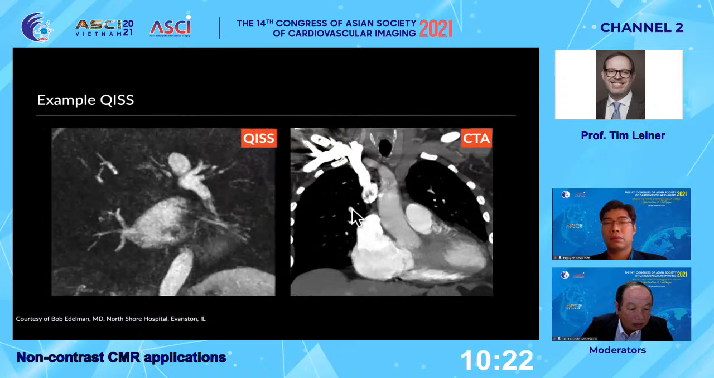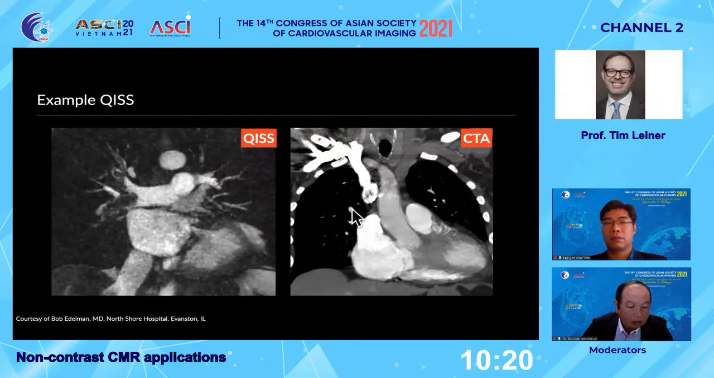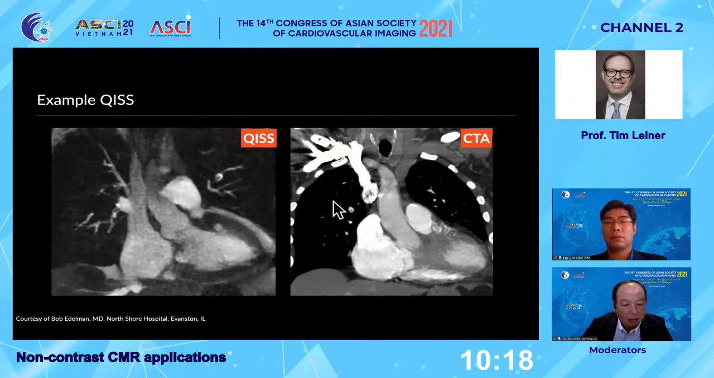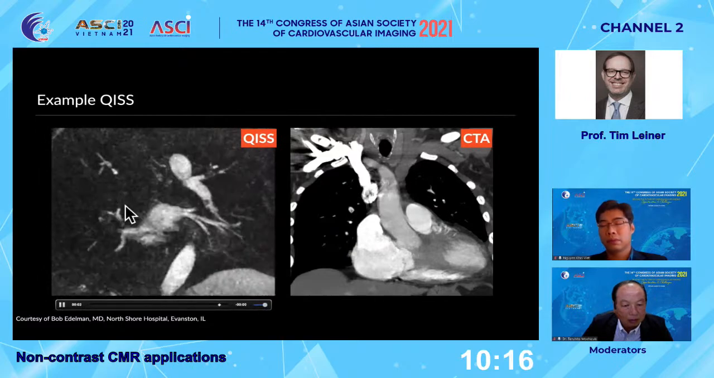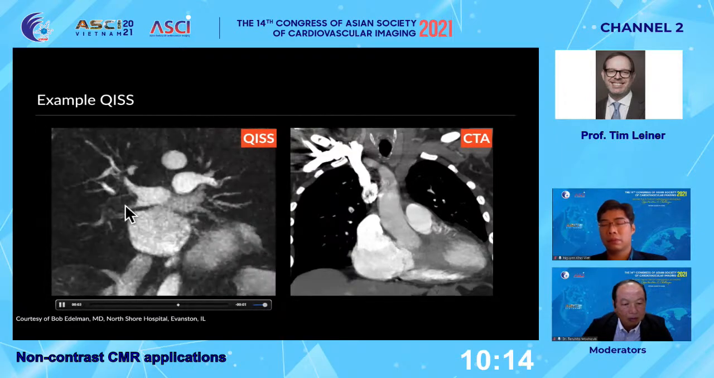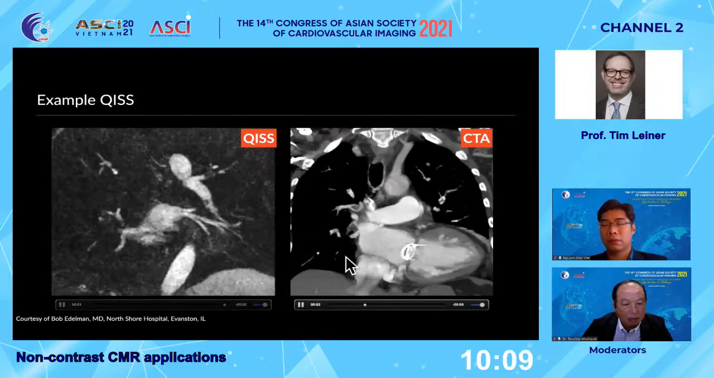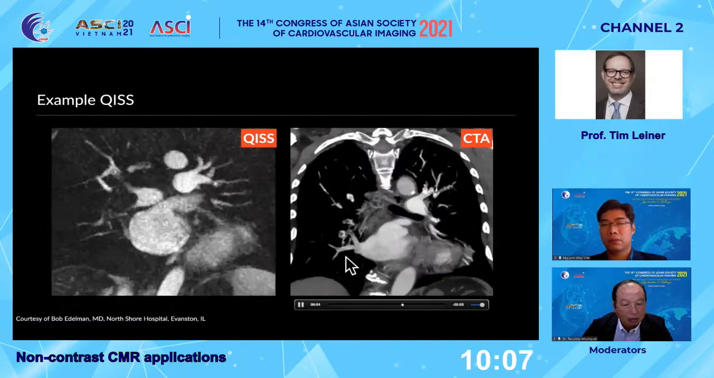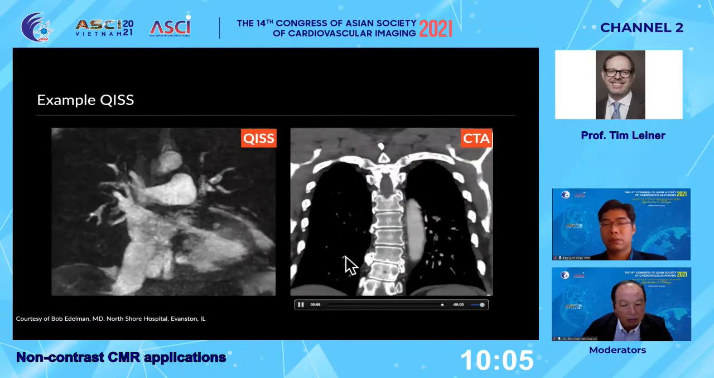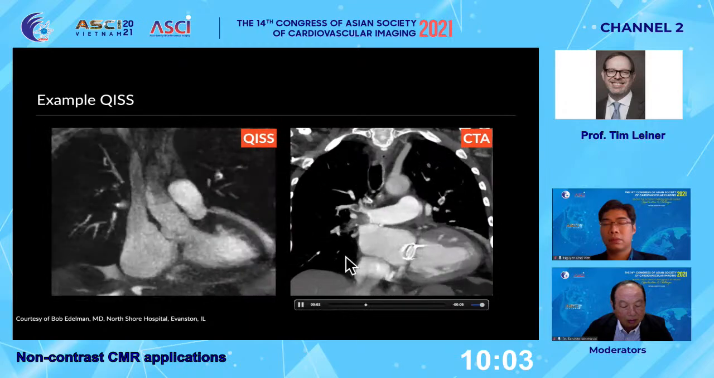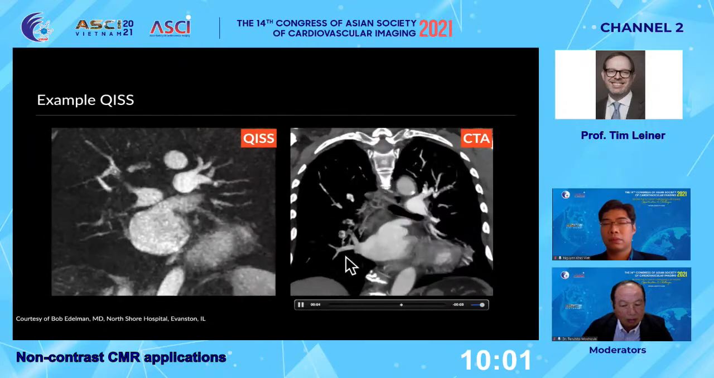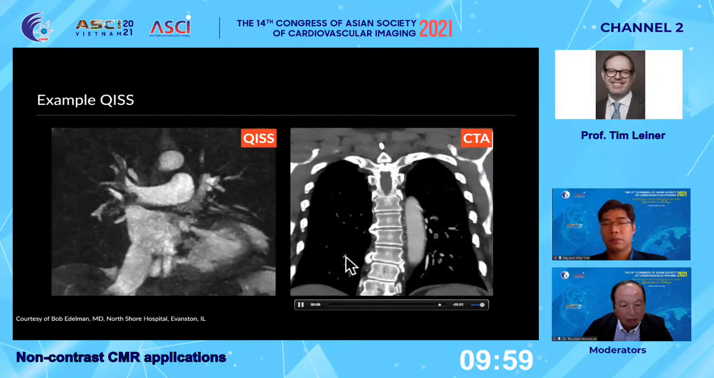Here's another example of a patient with PE. You can nicely see the PE right here in the right lower lobe artery. And this nicely confirms or is confirmed by the CTA in this case. So this can also be used not only for peripheral vessels, but also for evaluation of vessels in the chest.